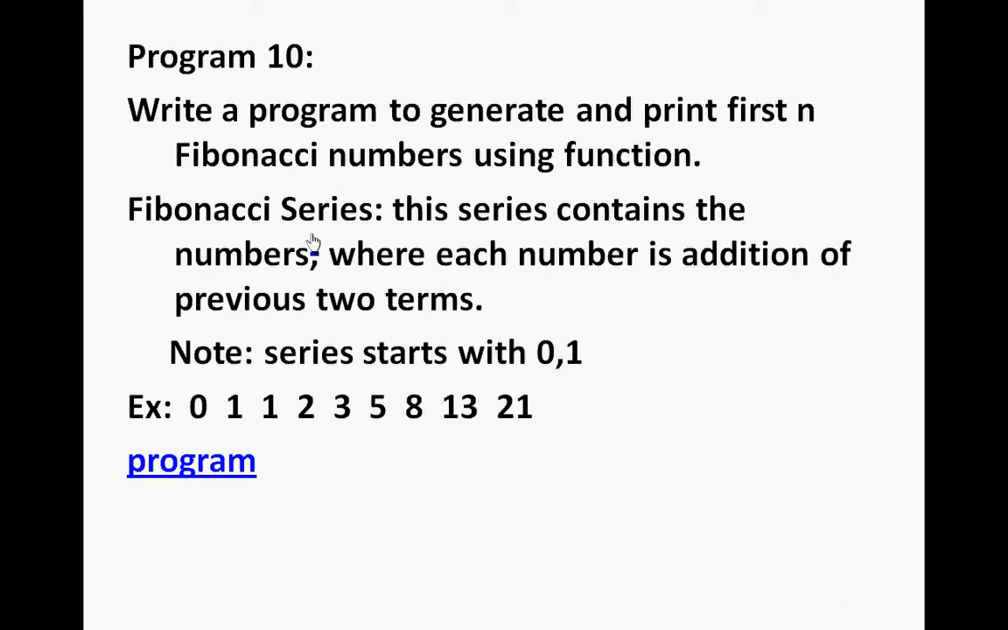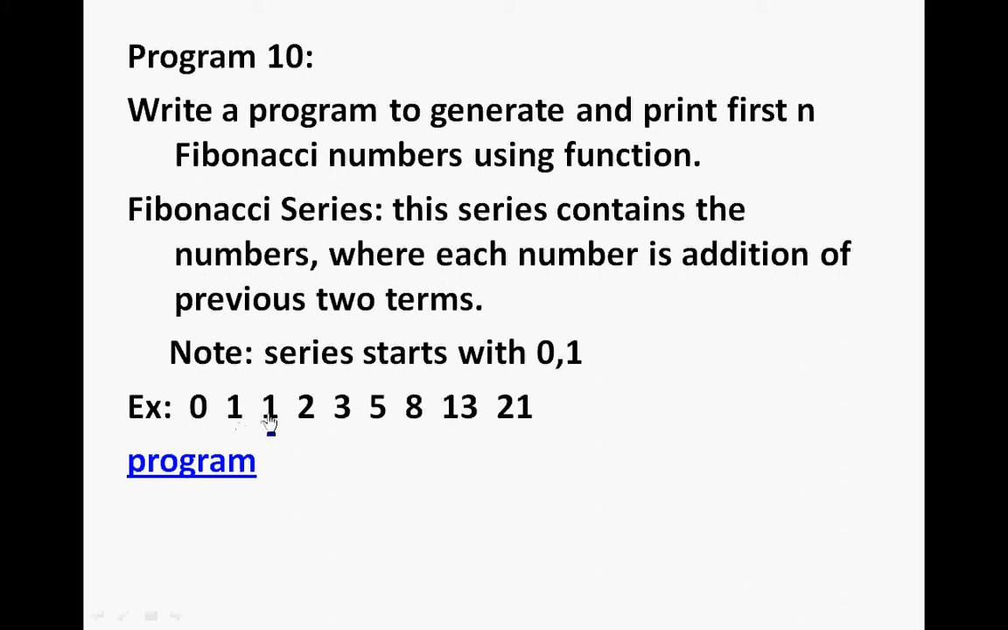First we need to understand what we mean by a Fibonacci series. This series contains the numbers where each number is the addition of the previous two terms. Note, this series starts from 0 and 1. This is an example of the series. It starts with 0 and 1. The next term is going to be the addition of the previous two terms.